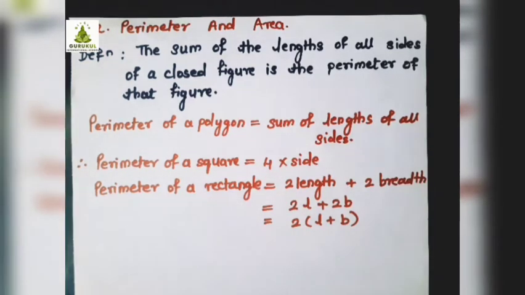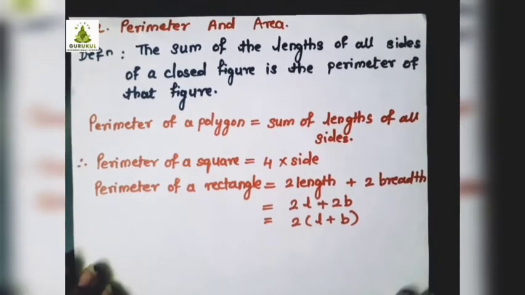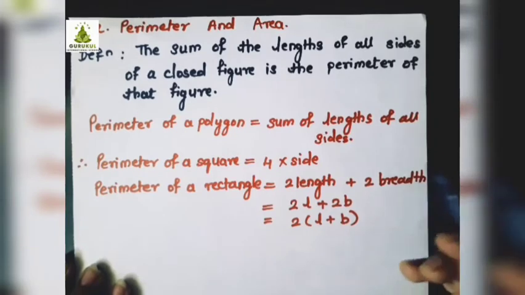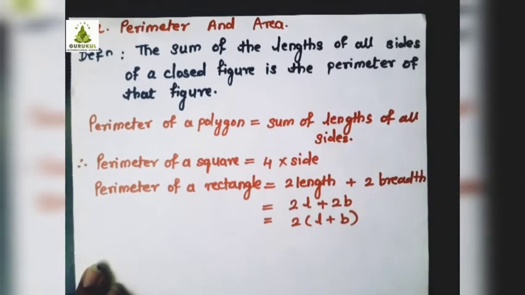The definition of perimeter is the sum of the lengths of all sides of a closed figure is the perimeter of that figure. Correct? So definition what I said, the sum of the lengths of all sides of a closed figure. Now what do you mean by closed figure? Any figure that is more than two sides. If the figure is having more than two sides and it is a closed figure, correct? It may be triangle, it may be square, it may be pentagon, hexagon, any.